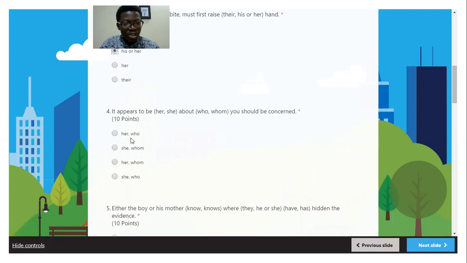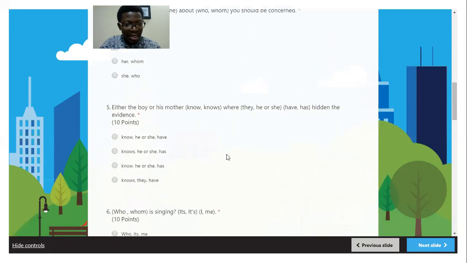So you automatically pick the subject here. So it appears to be she. About. About is a preposition. And remember, that trick says after a preposition, you're supposed to pick the object pronoun. So it appears to be she about whom you should be concerned. So we say what? It appears to be she. She and whom are the answers here.